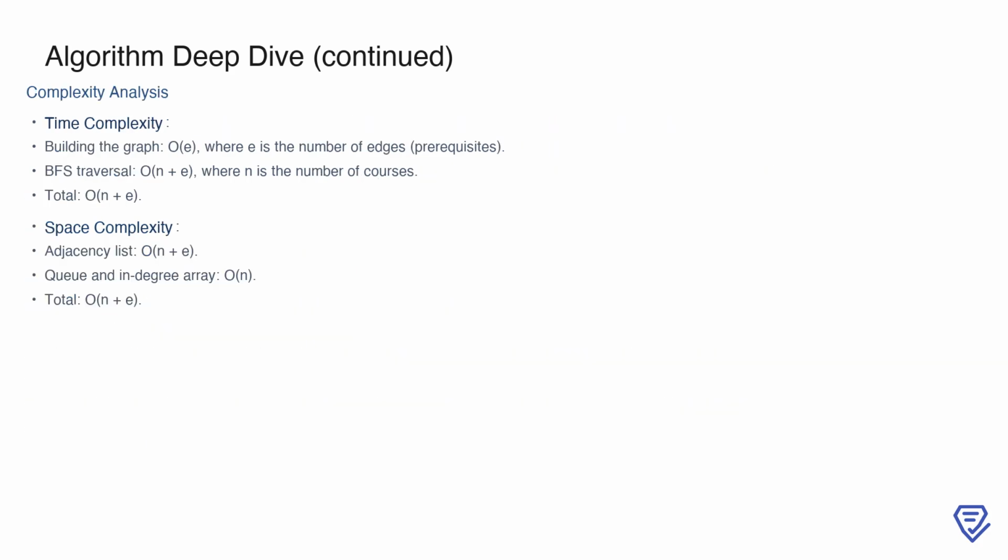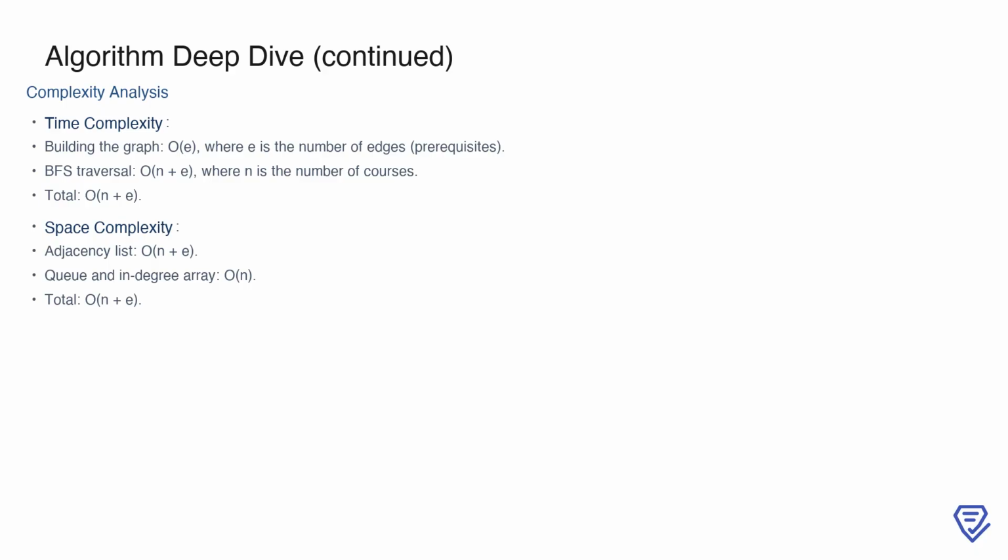Now, let's analyze the complexity of the algorithm. The time complexity is determined by two main steps: graph construction and BFS traversal. Constructing the graph involves iterating through all edges, which takes O(e), where e is the number of prerequisites. The BFS traversal takes O(n + e), where n is the number of courses and e is the number of edges. Combining these, the overall time complexity is O(n + e).